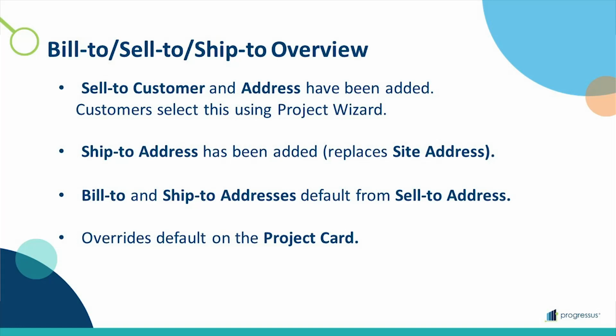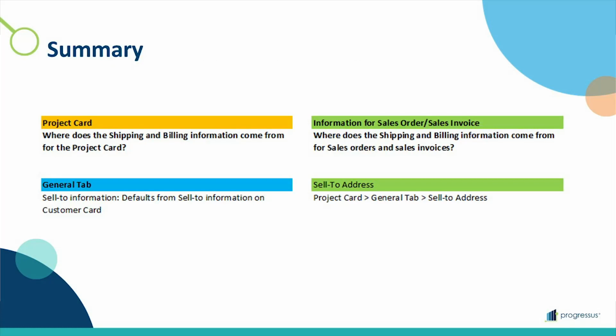We're planning to add the contract Bill-To Sell-To in a future release. For more information on the Bill-To ship-to address functionality, you can see the online help located at the link included here. This chart shows on the left hand the fields located on the project card, and on the right hand side maps to the flow to the sales order or sales invoices.